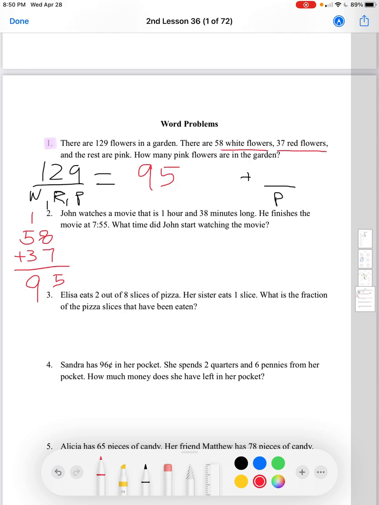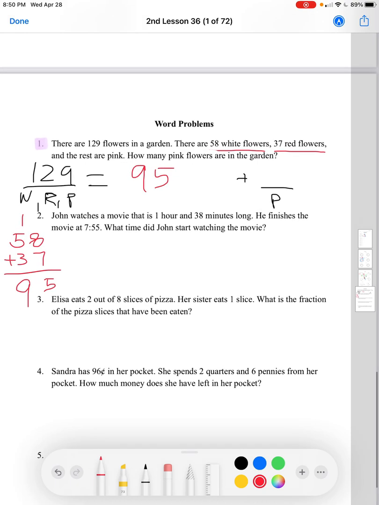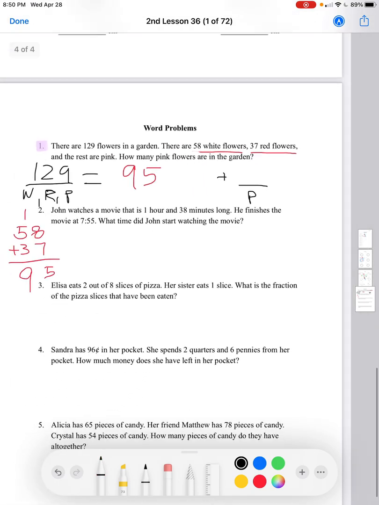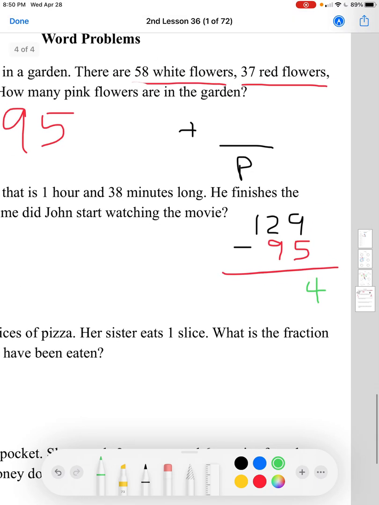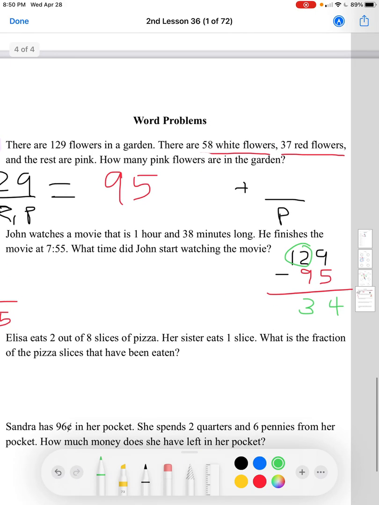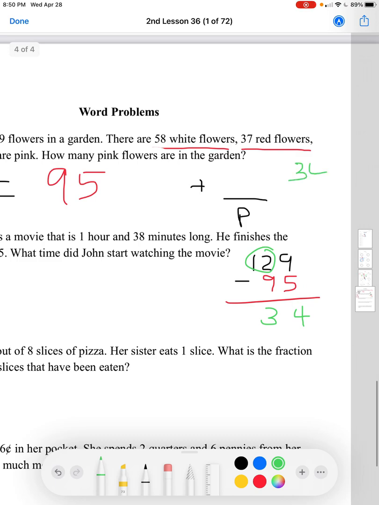There are 95 red flowers and white flowers, and we're trying to find the pink now, so we're going to subtract the red and the white flowers from the total amount of flowers. So we'll do 129 minus 95. Do that right here. 129 minus 95. 9 minus 5 equals 4. And 2 minus 9, since we can't do that, we'll have to regroup. 12 minus 9 instead equals 3. So now we have 34. There are 34 pink flowers.